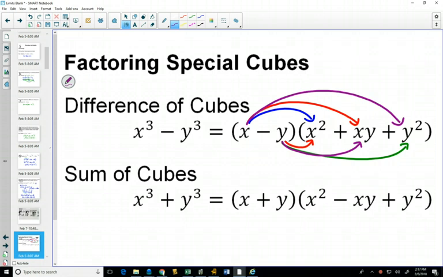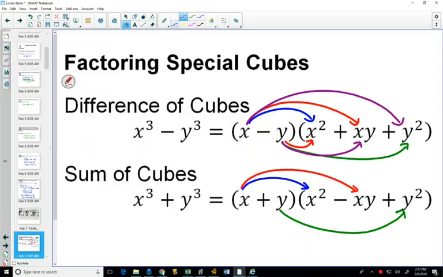Can you see the same thing is going to happen here? This will give me x cubed. This one would give me y cubed. If I multiplied this x times this, that would give me negative x squared y. And here I have plus x squared y. Similarly here, I'd have positive xy squared. And there I would have negative xy squared.